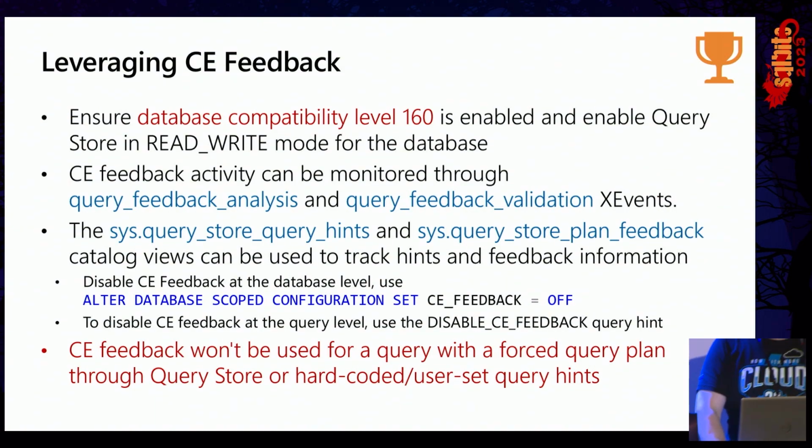Okay, so how do we leverage this? Ensure database compatibility level 160 is enabled, and enable query store in read-write mode. We saw that before in the previous demos. CE feedback activity can be monitored through the feedback analysis and feedback validation extended events. You also saw that extended event pop up in the previous demo. The sys.query_store_query_hints and query store plan feedback catalog views can be used to track this. So we have user query store hints, and we have system-based query store hints. System-based coming from the CE feedback mechanism.